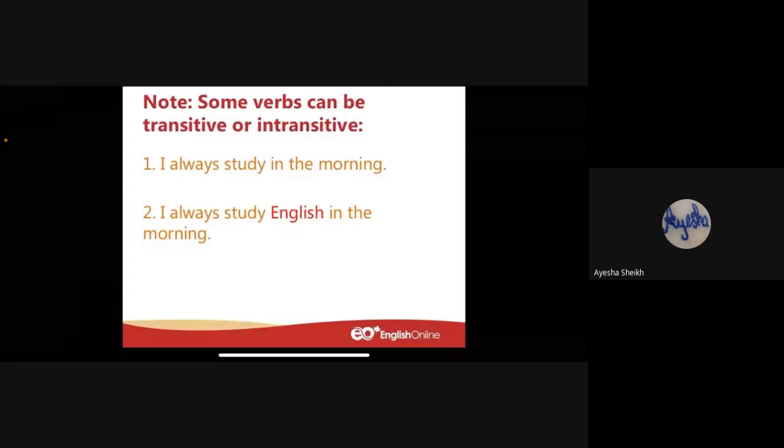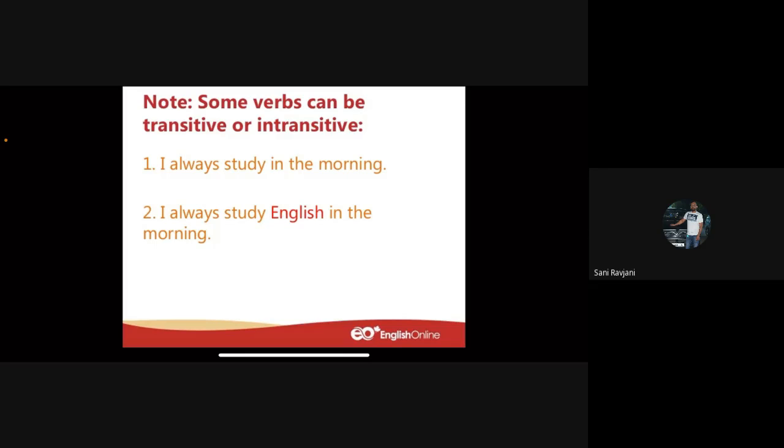Or should I assume that only Aisha has understood the concept? Is there anyone? Which is intransitive and which is transitive verb in these two sentences? No one?